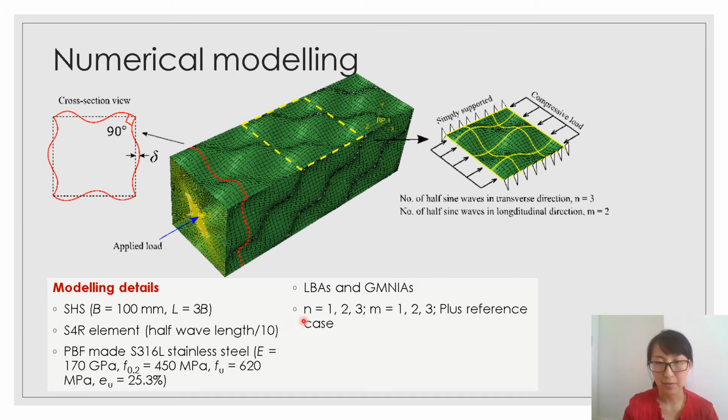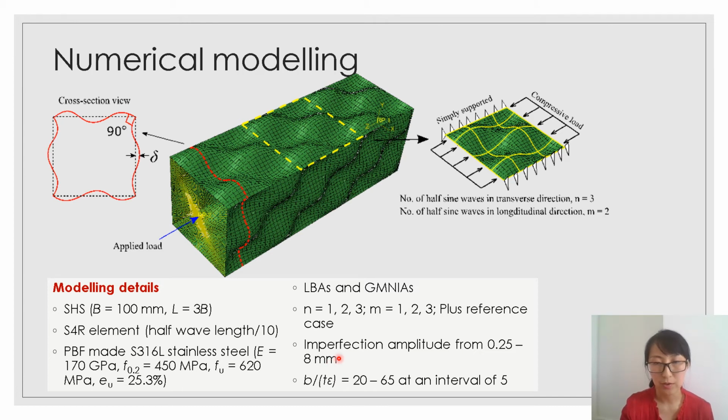We tried different wave combinations, including 1, 2, 3 half transverse waves and 1, 2, 3 half longitudinal waves. This gives 9 cases, plus a reference case with the straight plates, that is n0 and m0. So in total, we investigated 10 cases of different imperfection amplitude, from a small imperfection of 0.25 millimeter to a large imperfection of 8 millimeters.